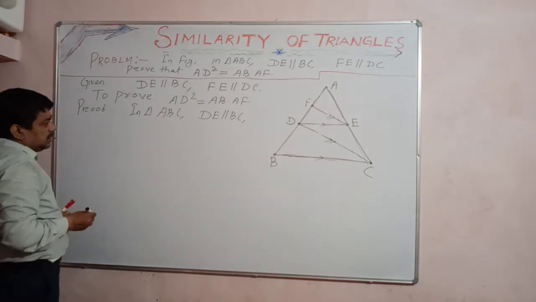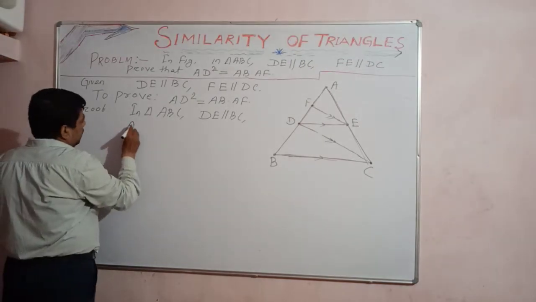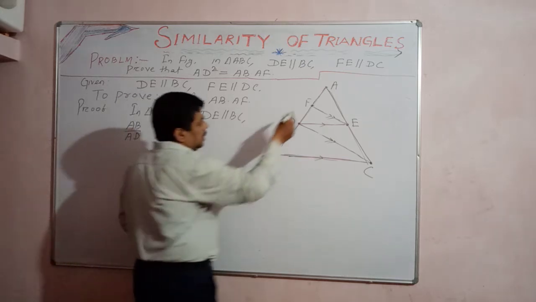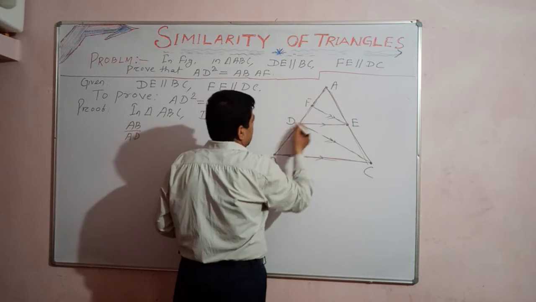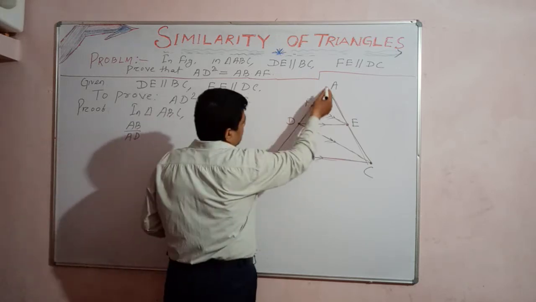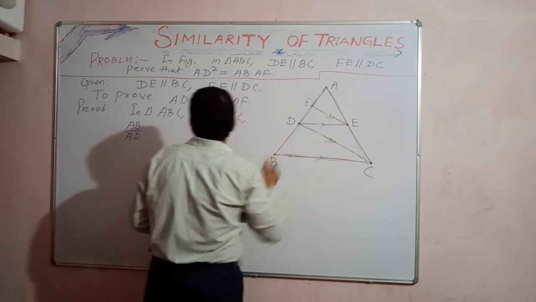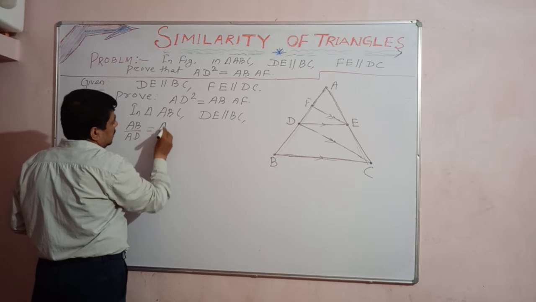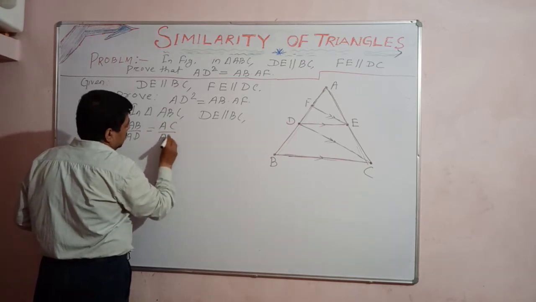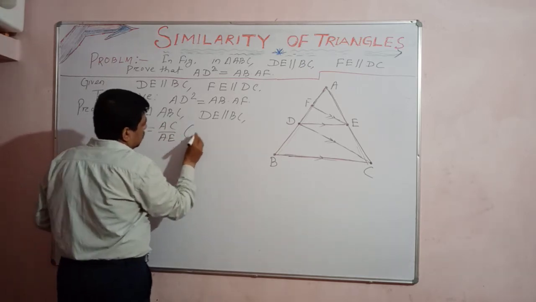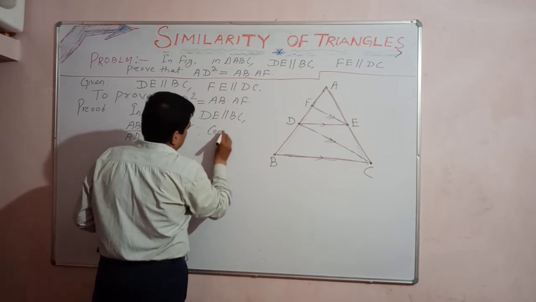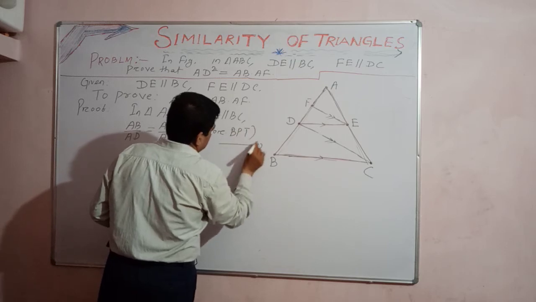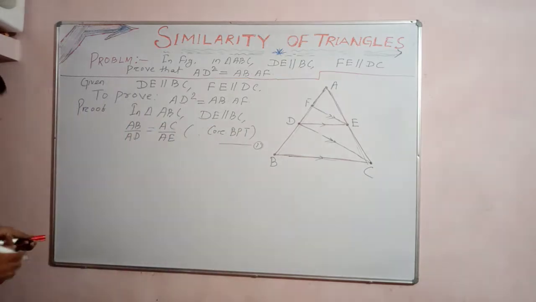So since DE is parallel to BC, we can write AB upon AD. Looking here, this is AB and this is AD. Similarly, AC upon AE. This is the corollary of the basic proportional theorem. AB upon AD is equal to AC upon AE. This is point one we are getting.